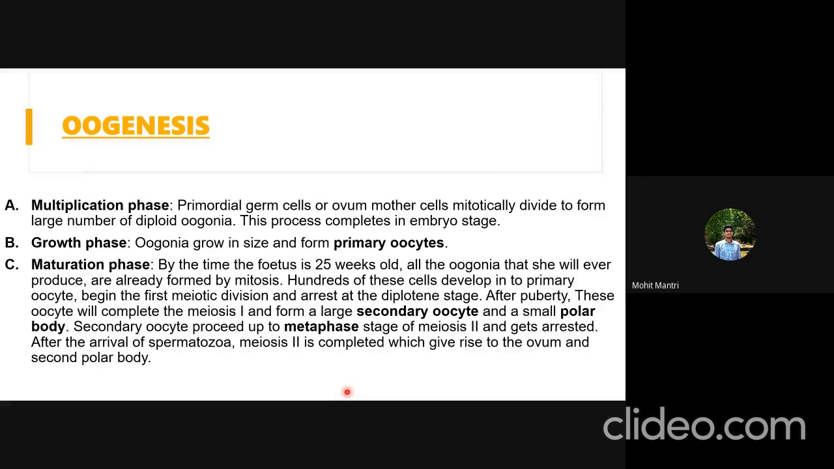Now comes the oogenesis. So oogenesis is divided into three phases. One is the multiplication phase, in which the primordial germ cell or the ovum mother cell mitotically divides to form a large number of oogonia, and this process gets completed in the embryo stage. Then in the growth phase, the oogonia grow in size and form the primary oocyte, and this primary oocyte will later undergo meiosis to form the haploid ovum.